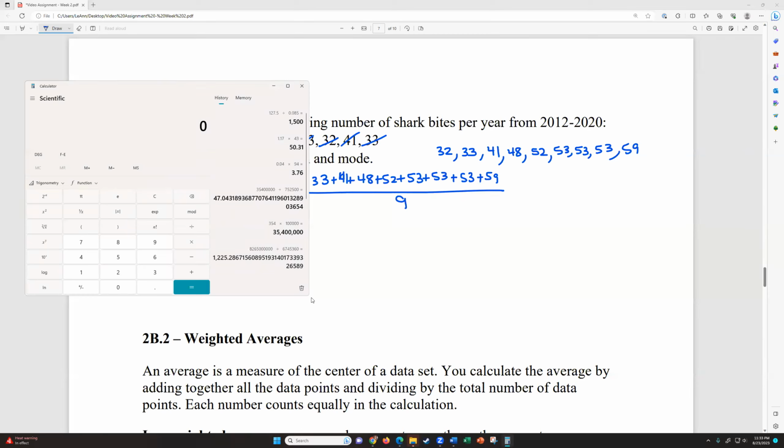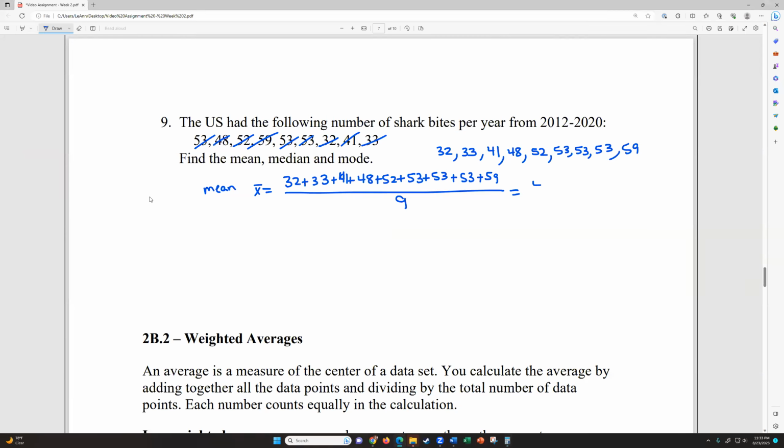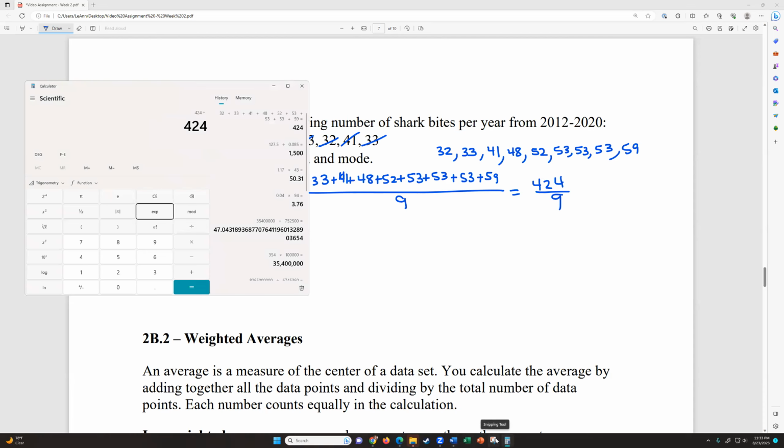So if we add this up, we have 32 plus 33 plus 41 plus 48 plus 52 plus 53 plus 53 plus 53. There were 3 of those. Oops. That would have helped if I was actually using my numlock. Okay, put that back on. So 32 plus 33 plus 41 plus 48 plus 52 plus 53 plus 53 plus 53 plus 59. It's very rhythmic. And that is 424 over 9. Sometimes you just have to have fun with it. Makes it more enjoyable. And then we're going to divide by the 9.